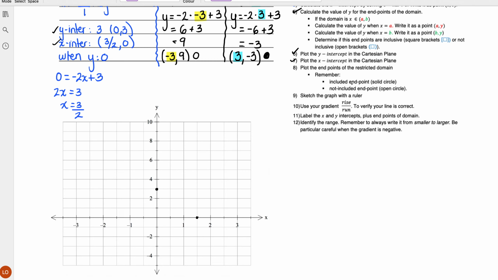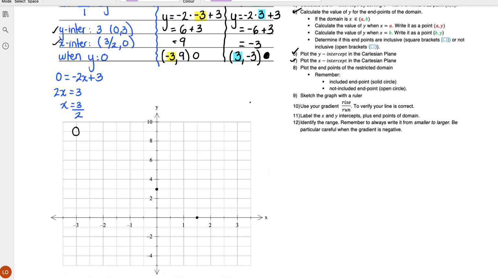Okay. Plot the endpoints of the restricted domain. Remember, included endpoints, solid circle, not included, open circle. Okay. So I have negative 3, 9. So if I go here, I have negative 3 here and up 9. Okay, this one included or not included? Not included, so open circle.